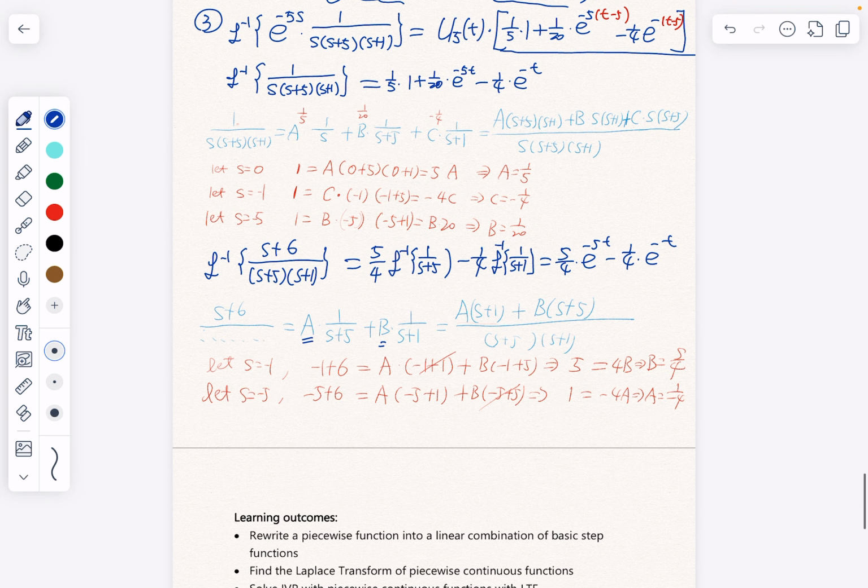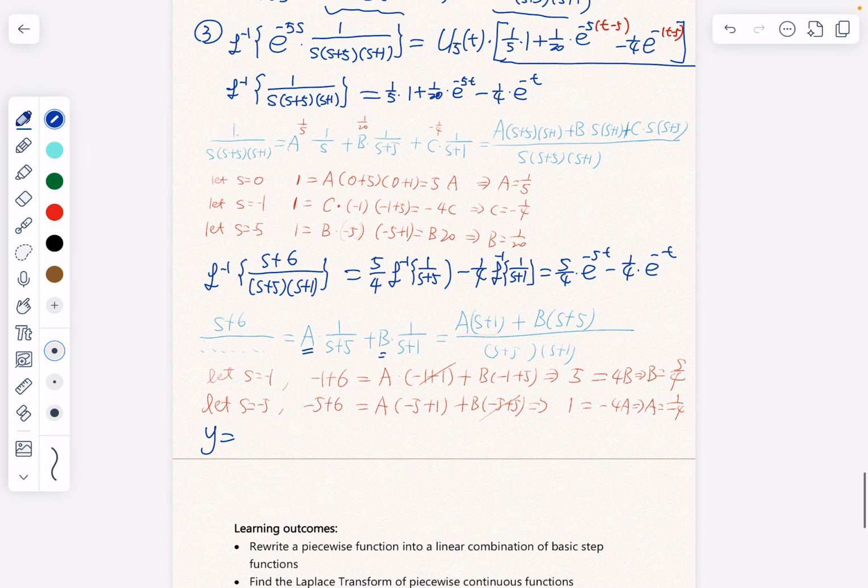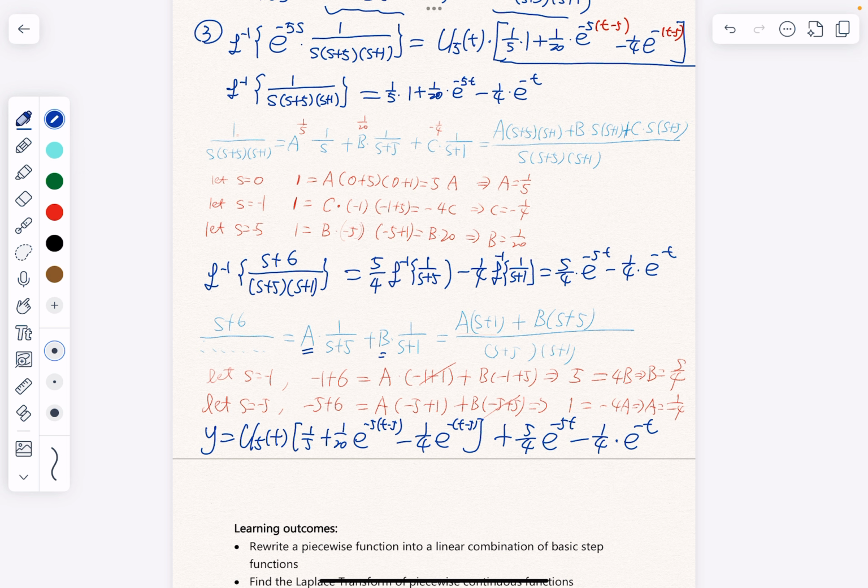So you can put together your final answer, which is whatever you had earlier, u5 of t times 1/5, 1/20th, e to the -5t minus 5 minus a quarter e to the -t minus 5. That's the first half, right? And then you add to your second half, which is 5/4 e to the -5t minus 1/4 e to the -t. So this is my final answer.